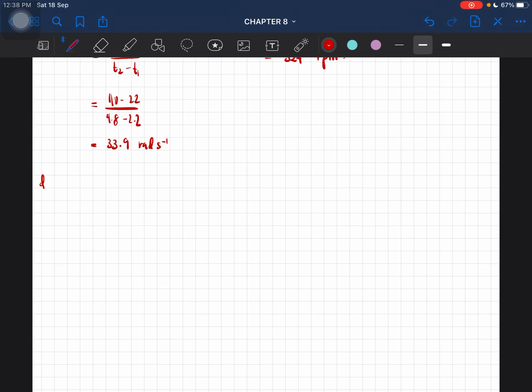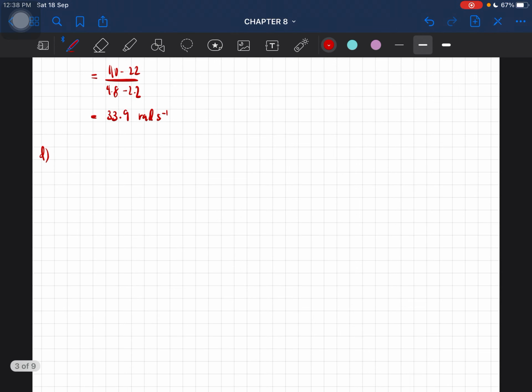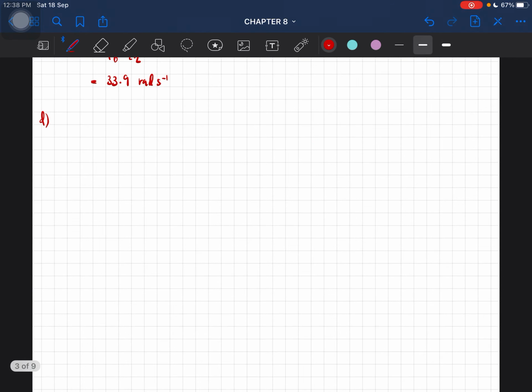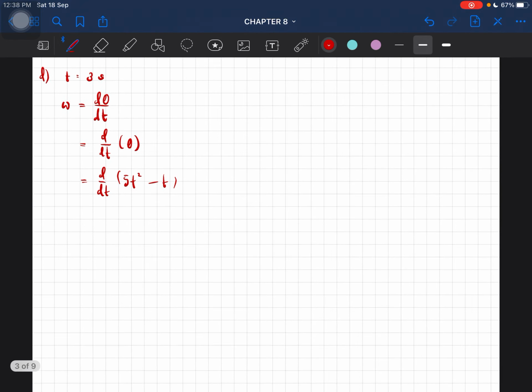And then lastly for question D, the instantaneous angular velocity. So we are gonna use the formula. It says at time equal to 3 seconds, so t will be equal to 3 seconds. Instantaneous angular velocity is d theta over dt. So this one we have to differentiate in terms of time the equation for theta, which is equal to 5t squared minus t.